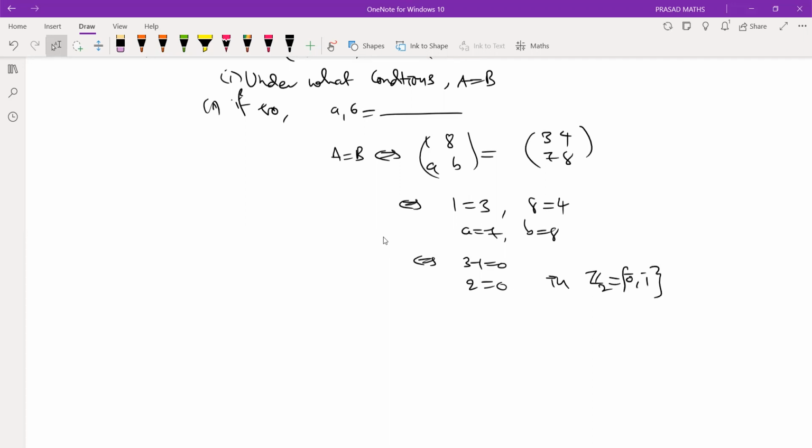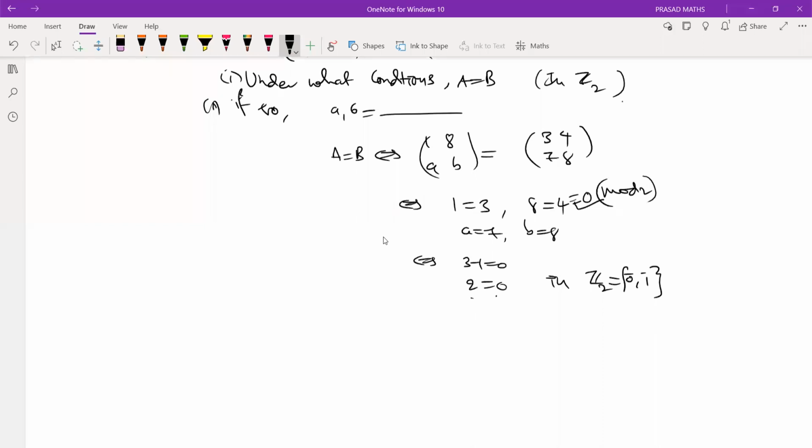Yes. So in Z2, 2 equals 0, and 8 equals 4 because 8 is congruent to 0 modulo 2. So 8 equals 0 and 4 also equals 0. Therefore, it is possible only in the field Z2. So in the field Z2, A equals B. That is my first answer.